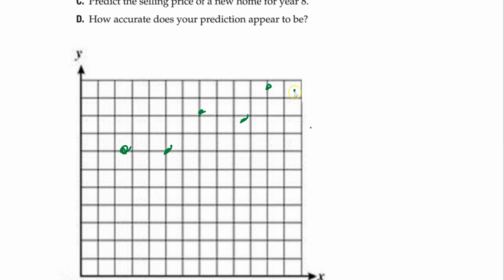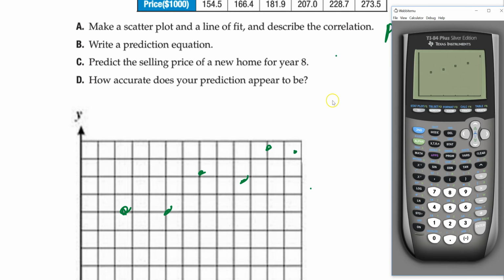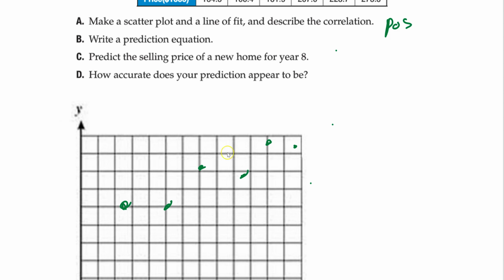Right, it's kind of going like that. It's kind of going up. It wasn't the best, but it didn't stay on the screen. Let's talk about how to write a prediction equation. By the way, line of best fit, just draw it. That's not a line of best fit, but you know, you just draw it in.